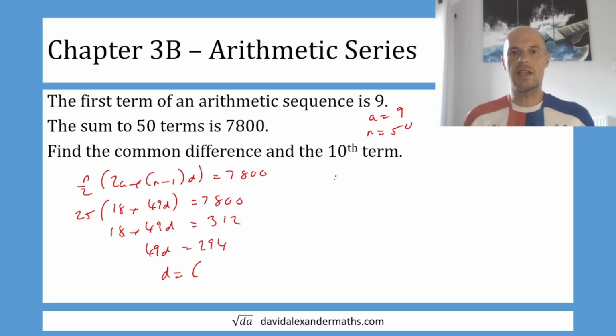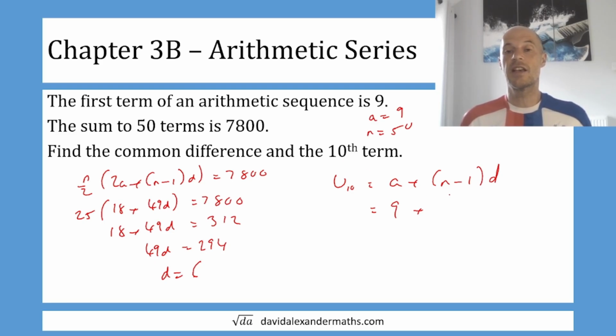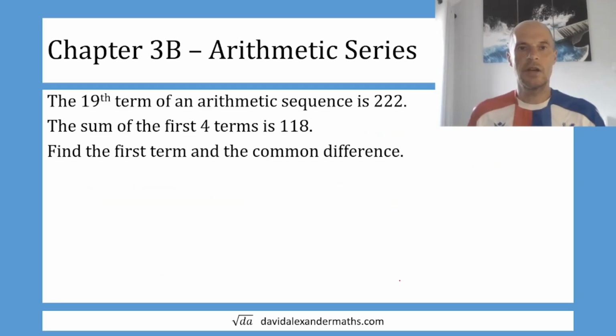So we know that the u10 is going to be a plus n minus 1 d. So that's going to be 9 plus, well, here the value of n is 10. So 10 take away 1 is 9. So that's going to be 9 plus 9d. And we know that d is 6. So 9 multiplied by 6 plus 9, the 10th term is 63. There we go. Okay, here's another example.